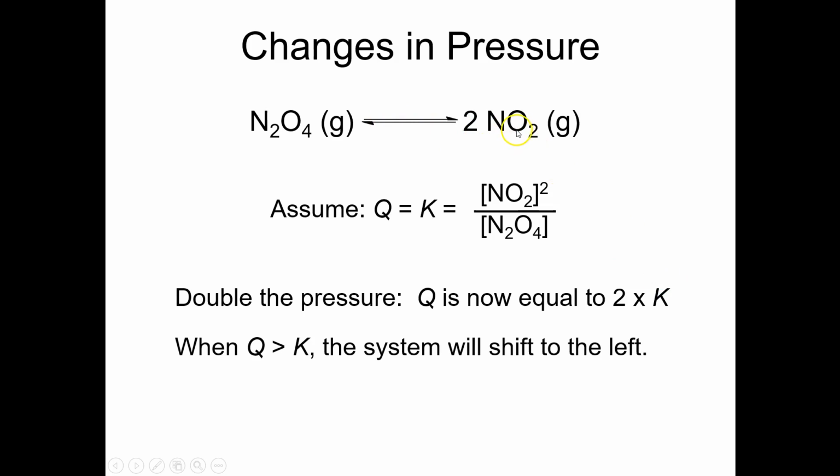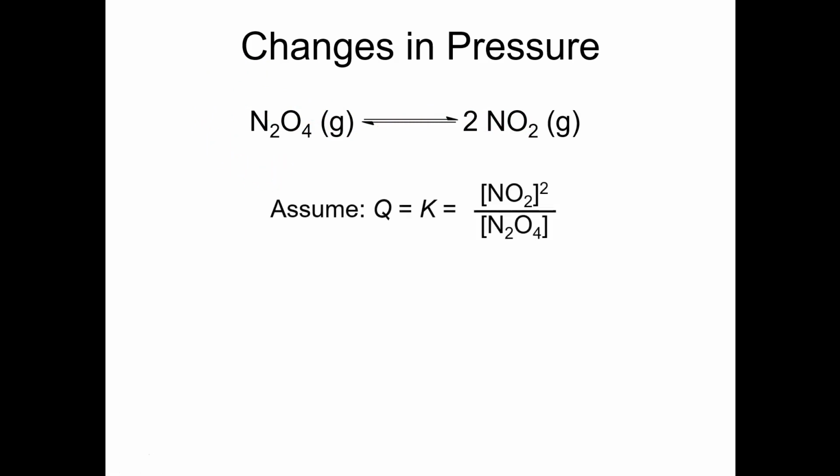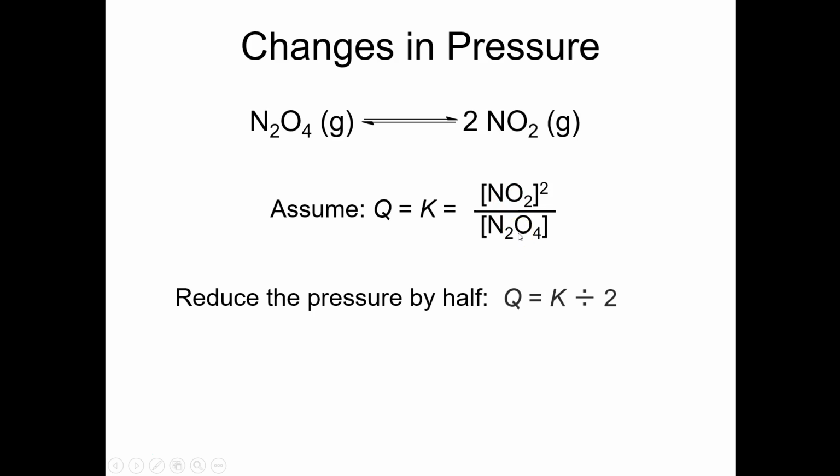So if I increase the pressure, it's going to shift left, which once more is the side that has fewer moles. We can look at the reverse. Let's say, again, we're at equilibrium, where Q is equal to K. And now I am going to cut the pressure in half. That means I'm reducing the concentration of that by a factor of 2, or multiplying it by a factor of 0.5. Well, I'm multiplying the numerator by 0.5 twice, but I'm only multiplying the denominator by 0.5 once. That means that now, if I cut the pressure in half, Q is now equal to 1/2 of K.